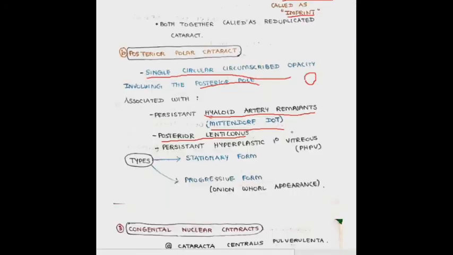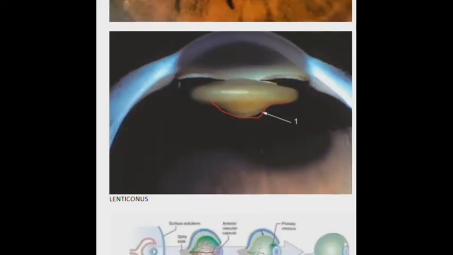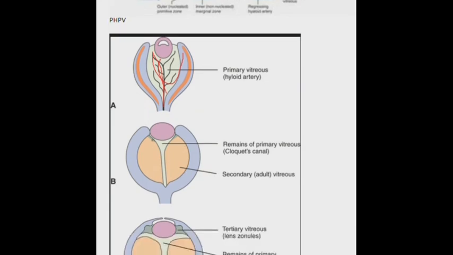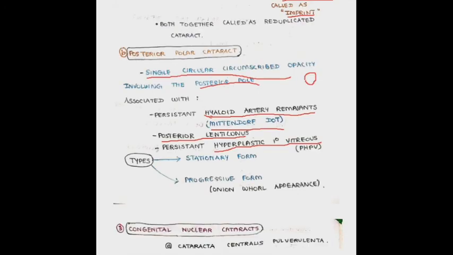And the third one is persistent hyperplastic primary vitreous. As I said earlier, normally a primary vitreous is formed first, which is replaced by secondary vitreous. If the primary vitreous persists, it can lead to this primary vitreous disease. Here the primary vitreous is first present and it is replaced by the secondary vitreous, and a small remnant of primary vitreous is present up till birth, and during birth even this remnant regresses. If it does not regress, it leads to a disease called persistent hyperplastic primary vitreous.